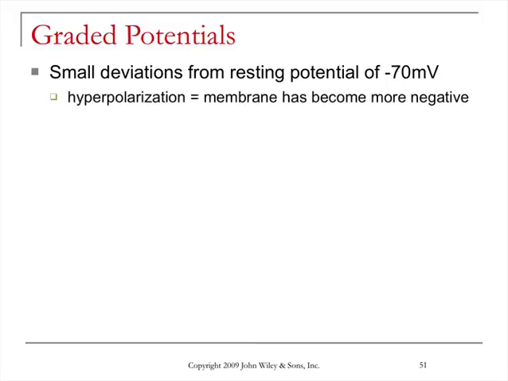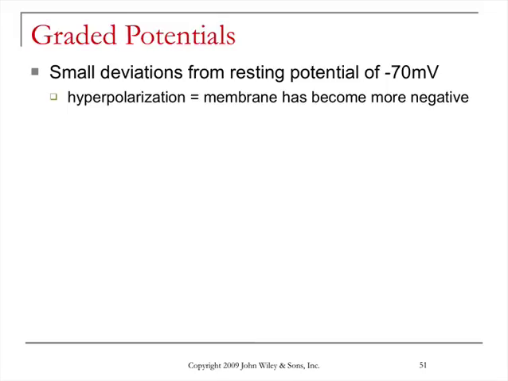Now there's two kinds of graded potentials, hyperpolarization and depolarization. Let's remember that word polarization that we discussed earlier when talking about resting membrane potentials. When we said that there was a difference in the amount of electrical charge on the inside of the cell versus the outside of the cell, then we said that that membrane is polarized. In other words, the word polarized refers to there being a difference in the amount of electrical charge.